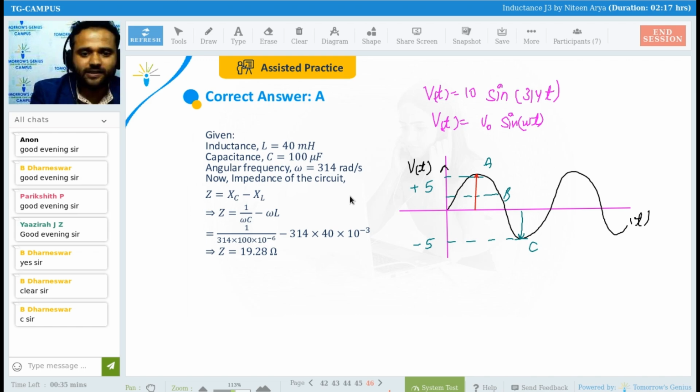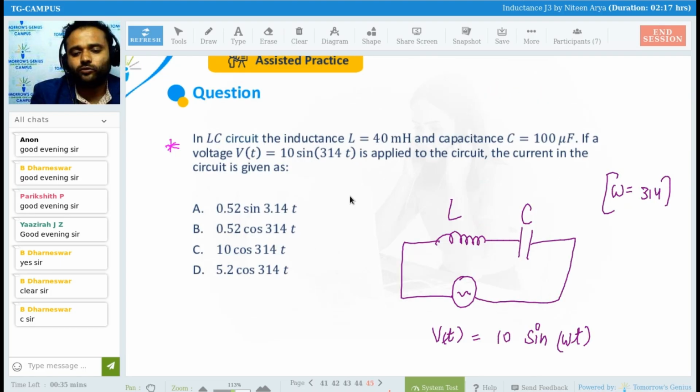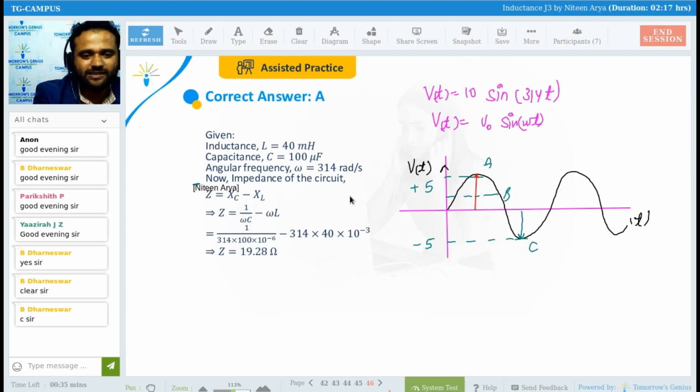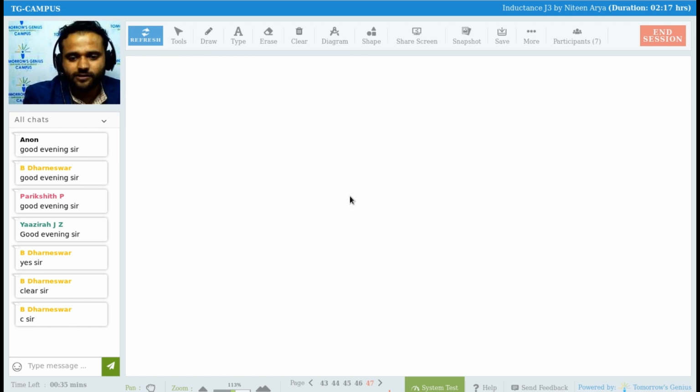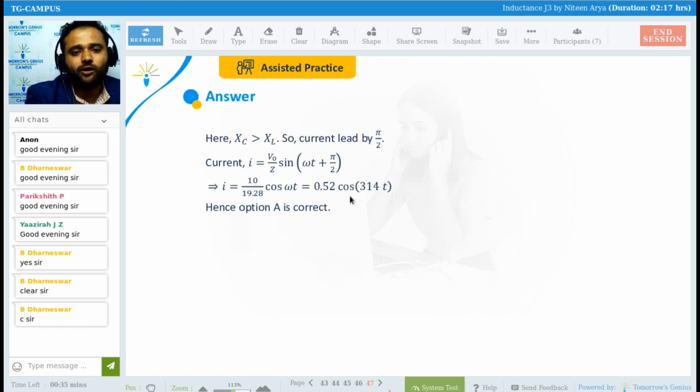So angular frequency, this. Now impedance of the circuit. When we have two things all together, impedance is going to be this, XC minus XL. And hopefully I gave you XC and XL in the previous thing. As you can see, XC is 1 upon omega C, and XL, the reactance due to this inductance, is omega L. Putting this is your total impedance. Impedance is total opposition in the circuit. So calculating this Z, we get this, and when we get Z, now one more thing.